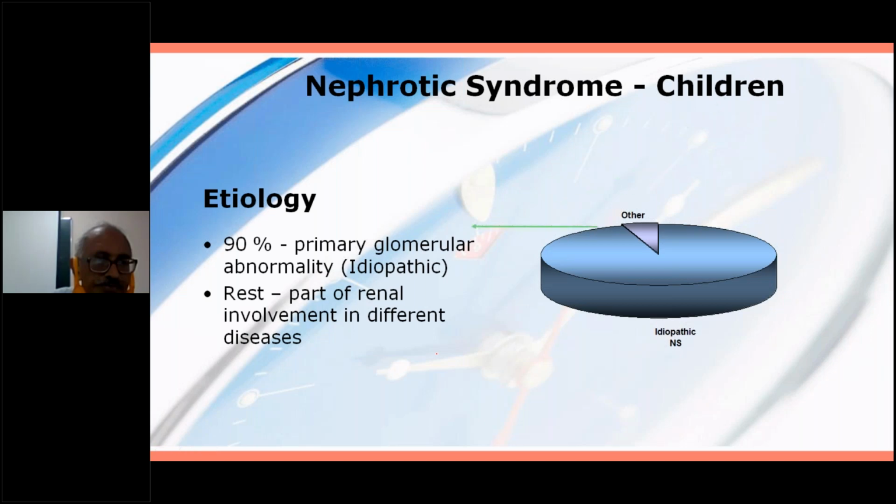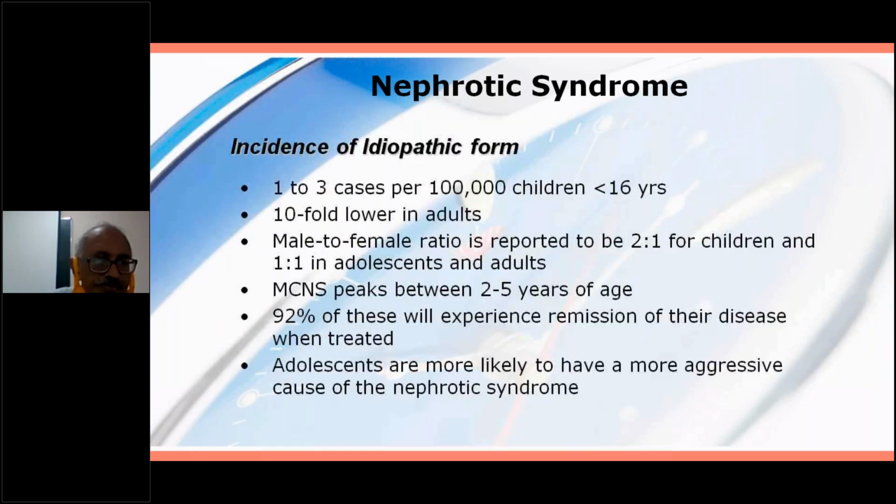So this is the breakup. In this idiopathic form, the general incidence is 1 to 3 cases per 1 lakh population under 16 years, much lower than in adults, because nephrotic syndrome is very rare in adults. The male to female ratio shows a borderline male preponderance in children. When it comes to adolescents, there is no preference, almost equal.